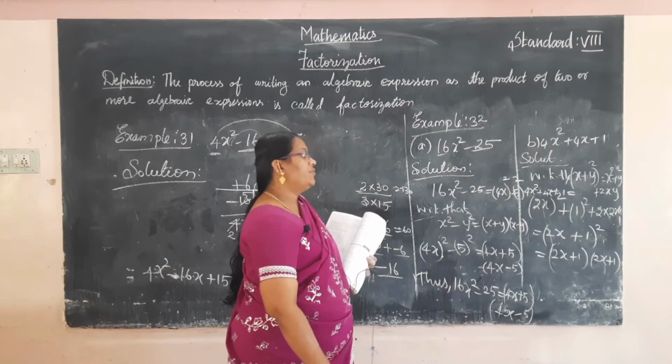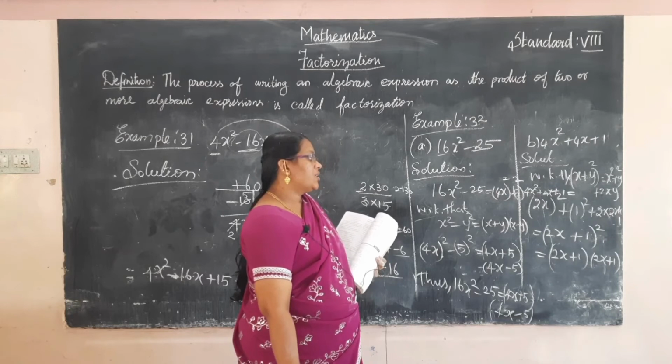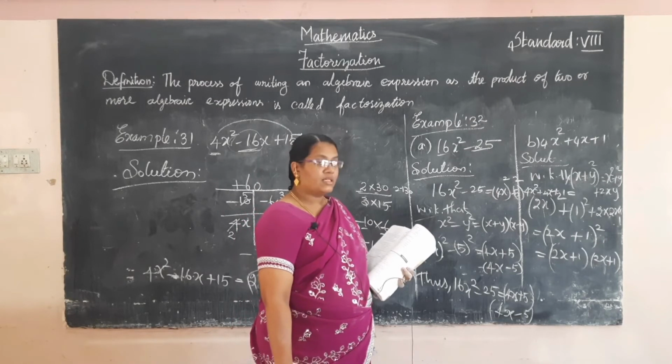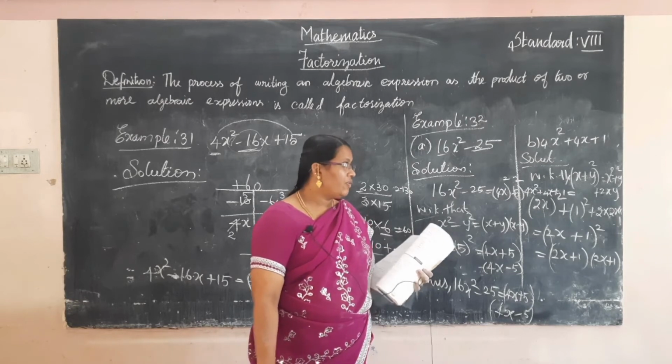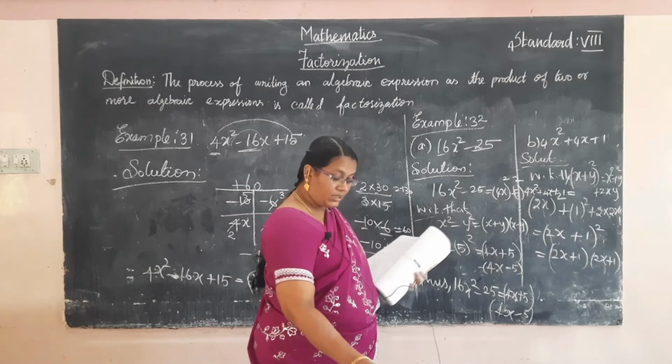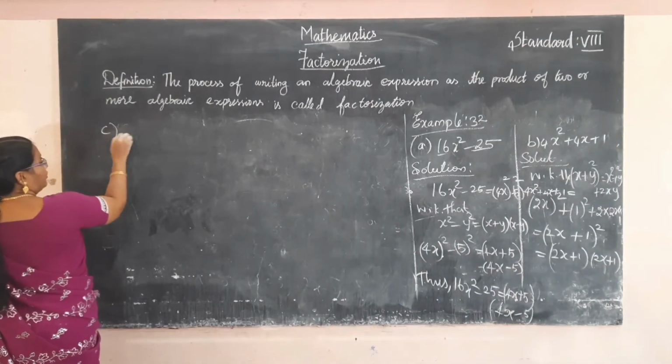So the answer for this algebraic expression is 2x plus 1, 2x plus 1. These are the factors of the given algebraic expression. Now move to the third example. Same example, third problem.